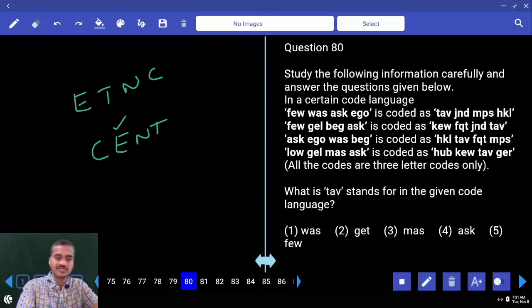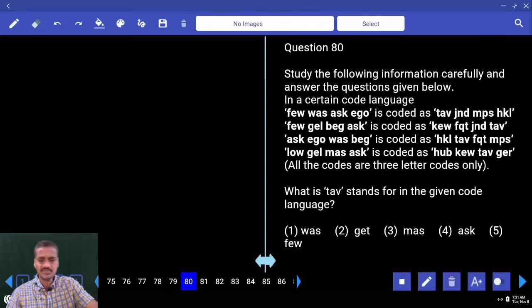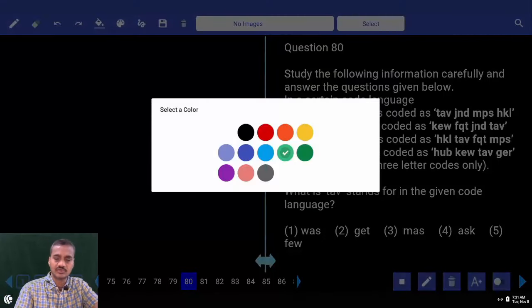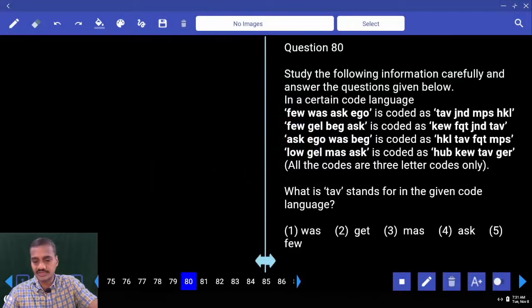Then 80 onwards, it is based on coding and decoding. How many questions were there? There are some 5 questions. First, let us write down the codes for this.